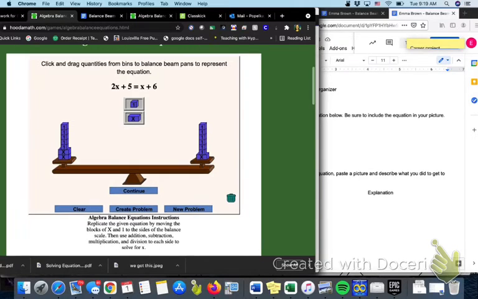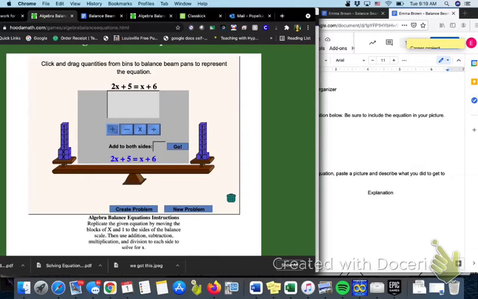I'm going to hit the continue button right here, and if I don't have it set up right, it'll tell me, but I've got it set up right. So now we're going to do what we need to do in order to get the variable isolated.